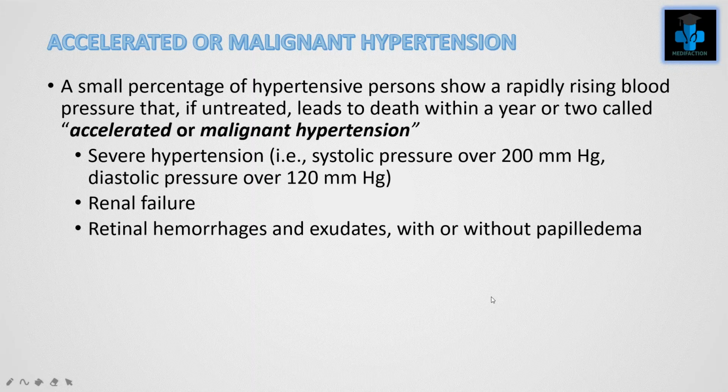Severe hypertension, that is, systolic pressure over 200 millimeters of mercury and diastolic pressure over 120 millimeters of mercury. This can be due to renal failure or retinal hemorrhages and exudates with or without papilledema.